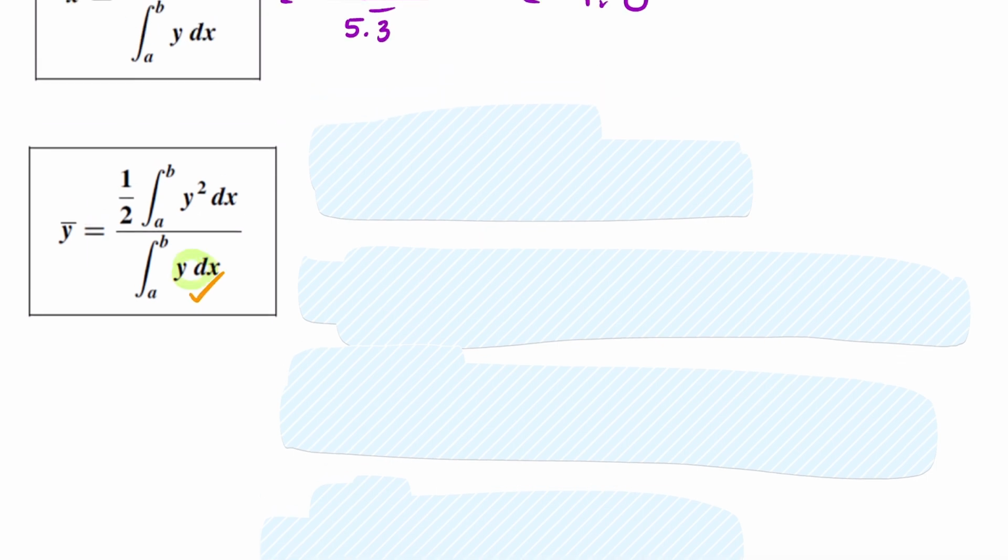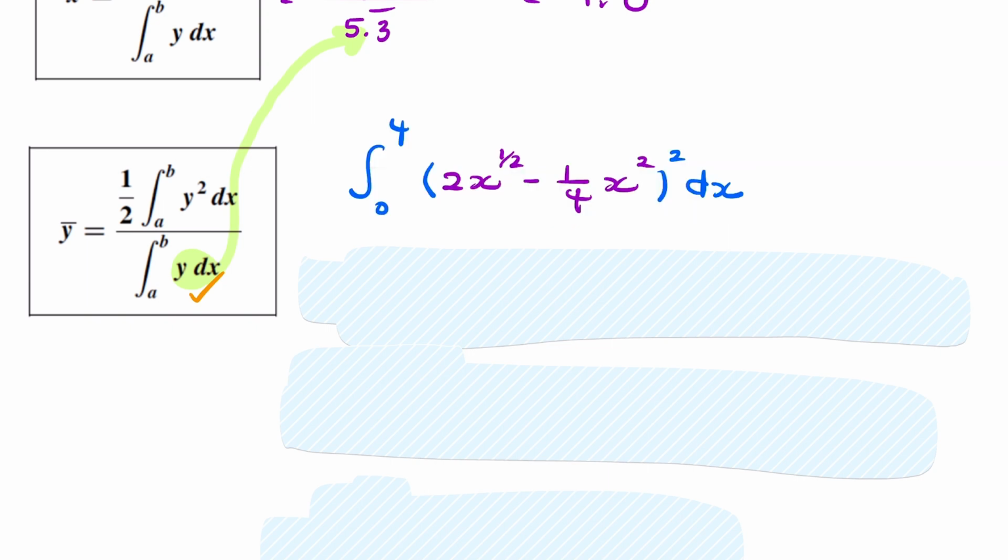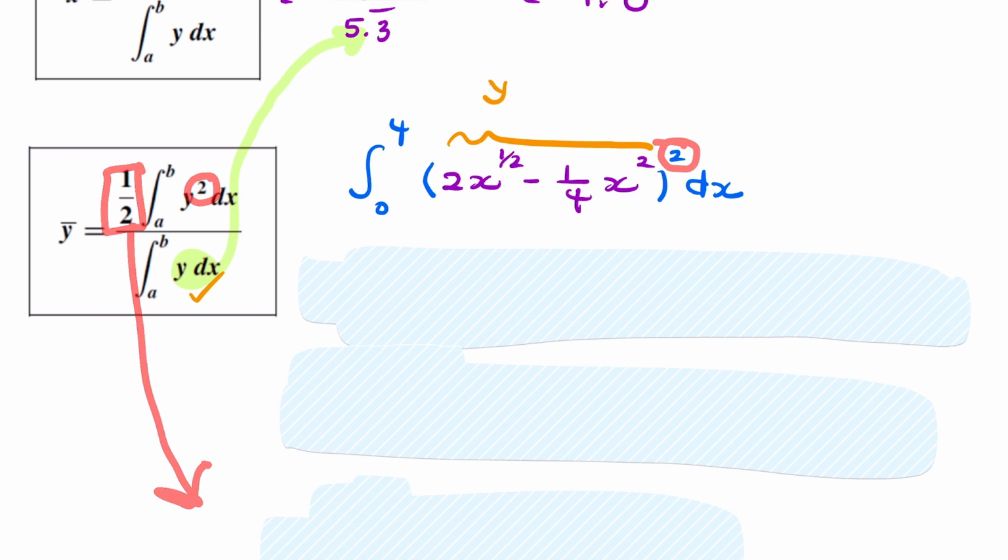So remember, we've already found this. It's 5.3. All we need to do is find the integral of y squared. So let's write y squared the way it is. This is y. Let me just label that. That is y. And because we want y squared, that's squared. This half, I'll use that later.